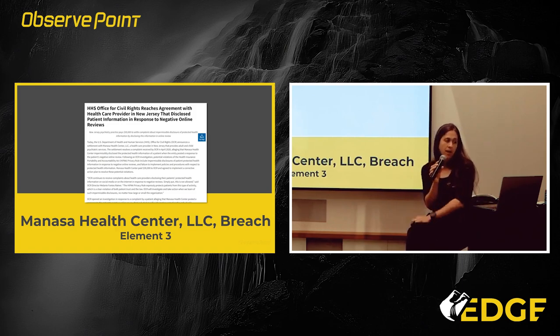So element 3, when element 3 goes wrong, this one happens more. There were multiple examples of this that I could have used, but it shocked me so much that this occurred. Manassa Health Center is a psychiatric facility. I should have checked if these were still active, but I didn't. I just assumed, so I'm talking in present tense. This is a psychiatric healthcare facility that received some really negative customer reviews, patient reviews online.